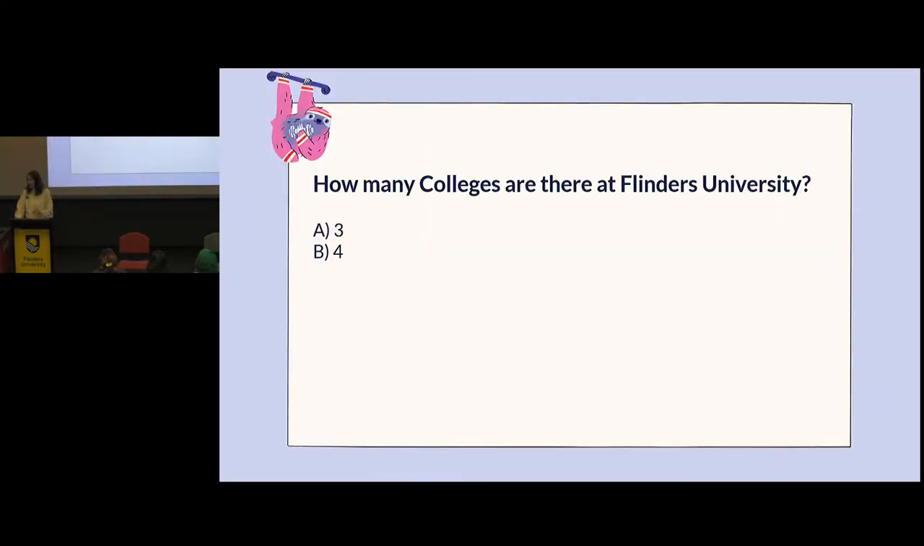Okay, so another poll for you. Just again, quickly mix it up a bit. I think I've mentioned a couple of times the answer, but let's see if you can remember. So how many colleges are there at Flinders University?